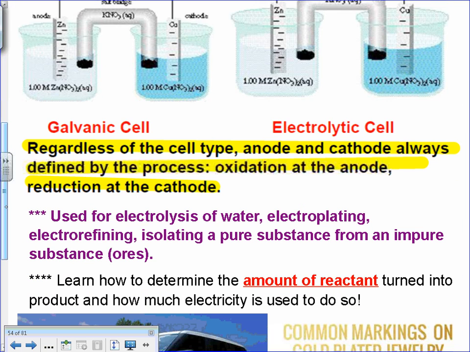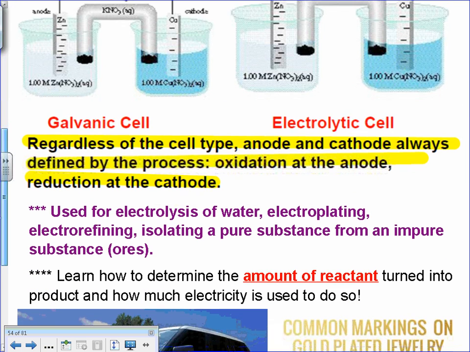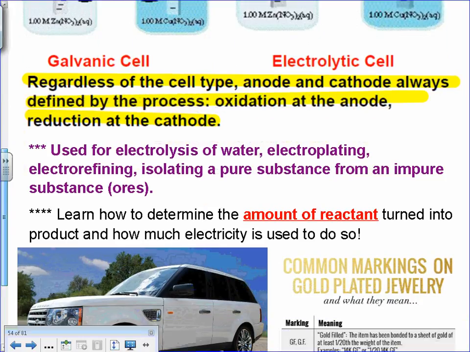So regardless of type, anode oxidation, cathode reduction, and then these are some applications of it. Write down a couple of applications for yourself. Specifically electroplating and isolating pure substances. This is how we get pure metals out of ores, out of mines, from rocks and stuff. A lot of times that's called electro-refining because you're refining an impure substance into a pure substance.